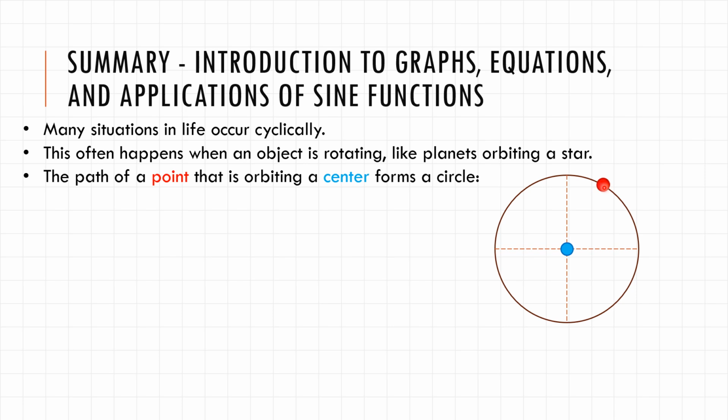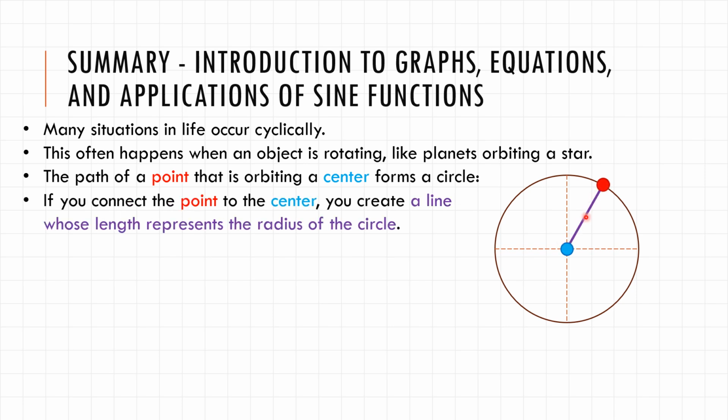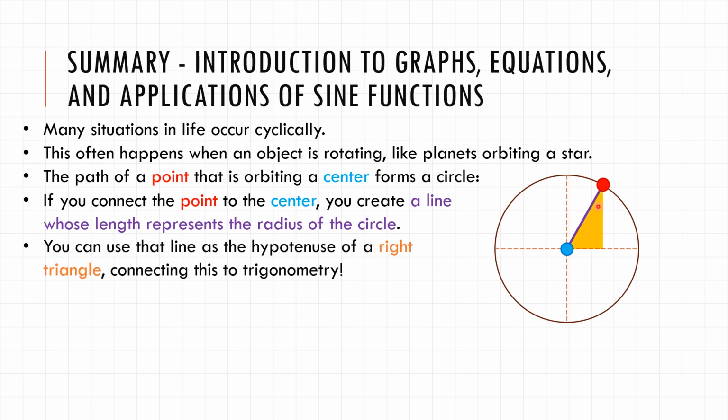Now, if we take this point and we connect it to the center, we are creating a line that represents the radius of the circle. And if we use this line, along with the vertical and horizontal lines that go through the center of the circle, you can even use this line as the hypotenuse of a right triangle. And this is how we will connect circles to triangles and relate it to trigonometry.